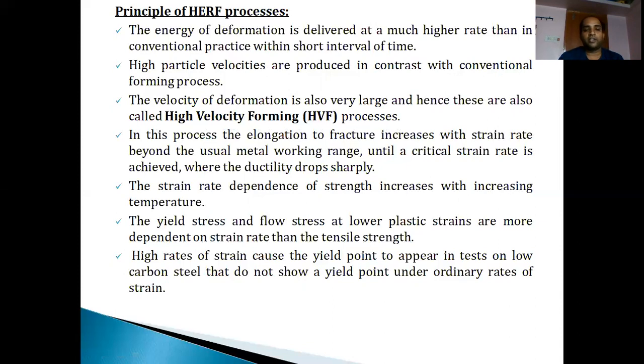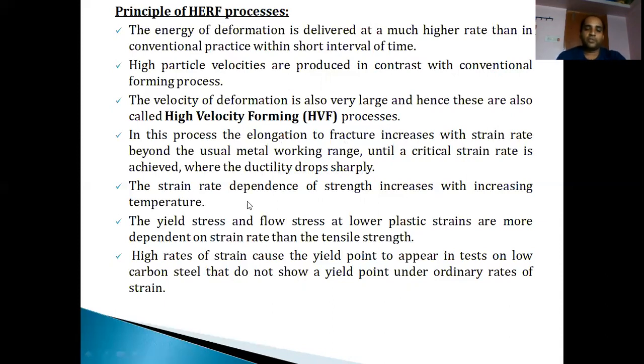Here also already we have stated that whenever the material is being deformed within the elastic limit or beyond the elastic limit, when it goes beyond the elastic limit, it leads to fracture, and that fracture depends upon the working material range, depends upon the type of the metal, and it leads to a critical strain rate also. Whereas in this type of process, you can observe here the elongation to the fracture also increases along with the strain rate applied on that material. Automatically it ruptures when the ductility drops at a particular point.